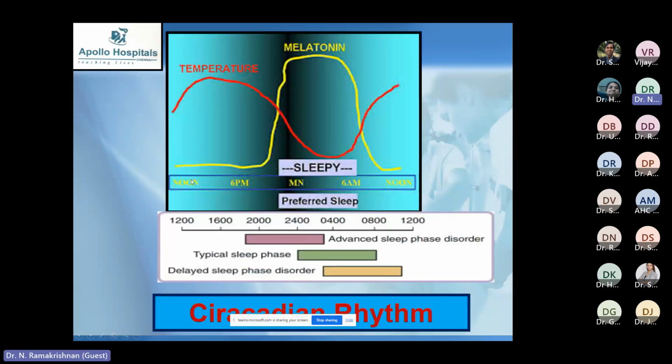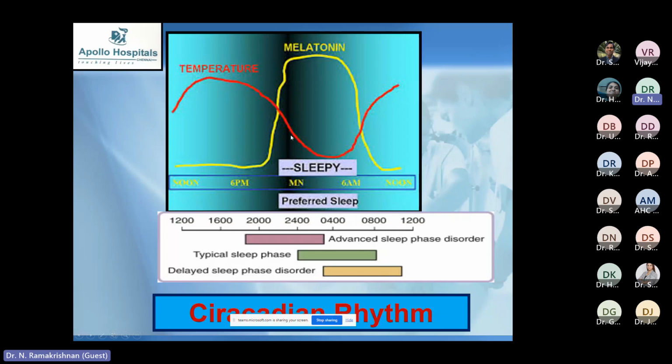I already told you that most of us would sleep somewhere around 9 to 11 and wake up somewhere around 5 to 7. That's the typical sleep phase. There are some who sleep late and wake up late. Why do we sleep on time? Because during the daytime, when we are exposed to sunlight, the body secretes vitamin D, and during darkness, the melatonin level goes up, and in the daytime, the melatonin level comes down.